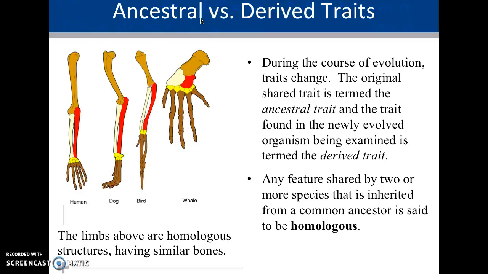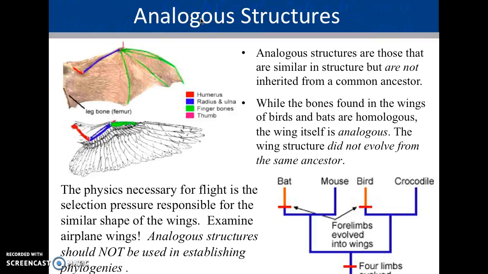When we look at the limbs of mammals, we all have very specific bone structures in our arms, wings, hands. And although they are very different sizes, the structure is still the same. These are all derived traits from the ancestral arm bone traits, and they're all homologous to each other.